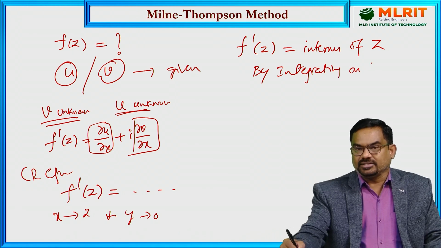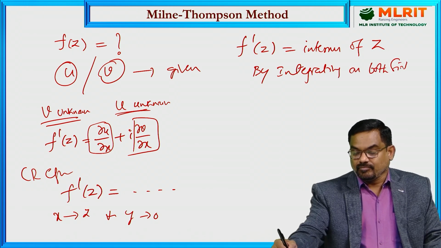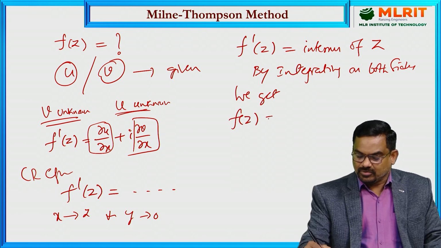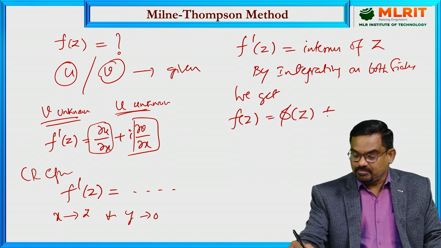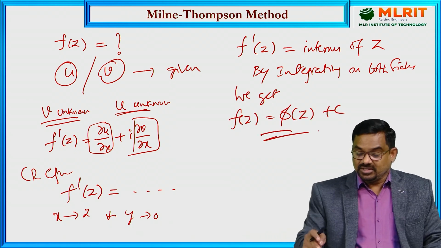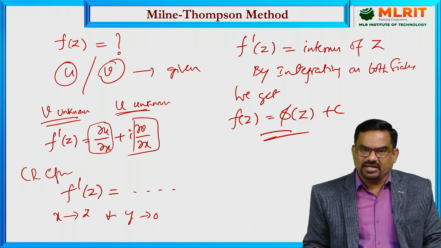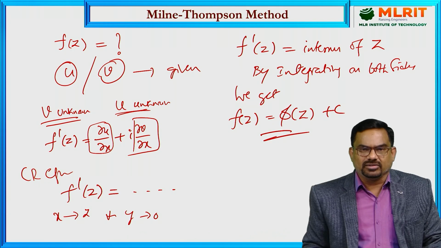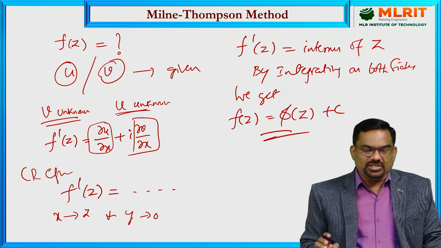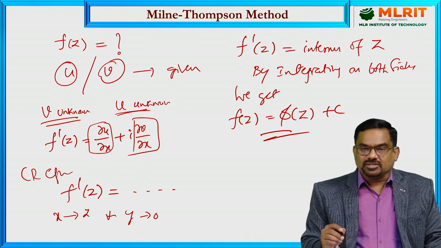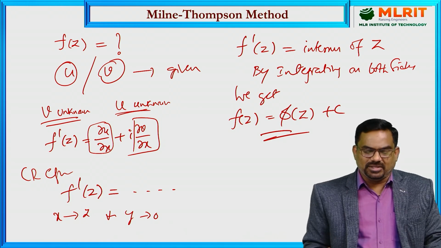Simply by integrating on both sides, we get f of z equal to some phi of z plus c. So this is the integral value after integrating the right hand side, and plus c, the integral constant that we introduce. So this is the process of Milne Thompson method. Let us solve two problems on the same method.